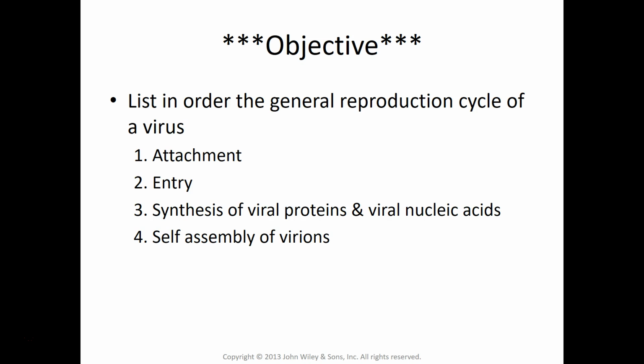Get out of the cell. They need to exit, right? So you need release of those progeny virions out of the cell. That's the phase in which the envelope gets put on, because the envelope is actually a modified membrane from the cell it infected. And so hopefully we'll get to that today. We will see.